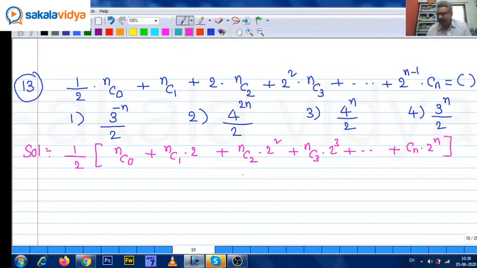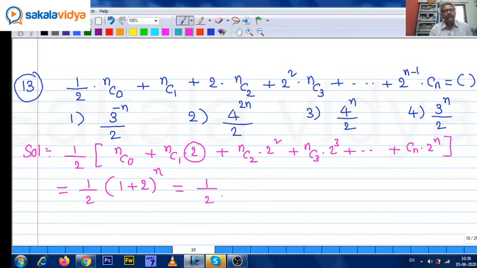It is the standard form of the binomial theorem. This is nothing but (1 plus x) whole to the power of n. So we can write half times (1 plus 2) whole to the power of n, so 1 by 2 multiplied by 3 raised to n, that is 3 raised to n upon 2. So this is the desired answer.